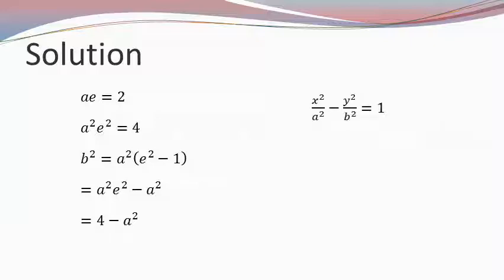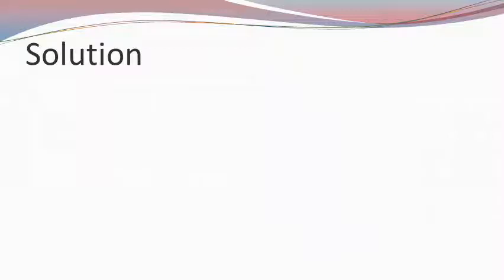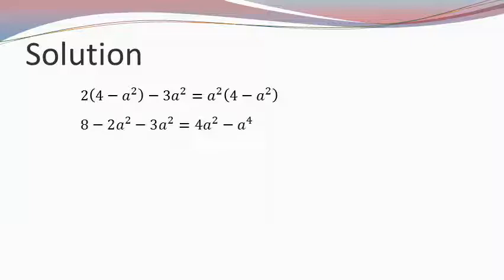Now let us start with the standard equation of the hyperbola. It passes through the point P, so we can plug in to get this condition. But then b squared is equal to 4 minus a squared. So we get this equation. Simplifying the equation, we get this. Now opening the brackets, we have this condition.